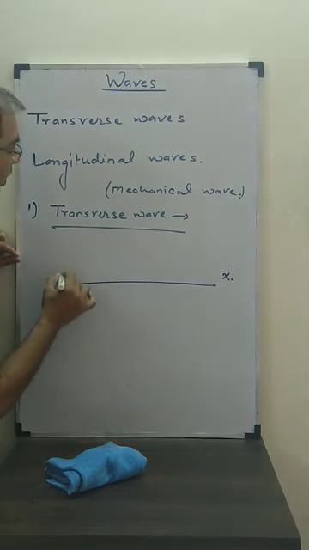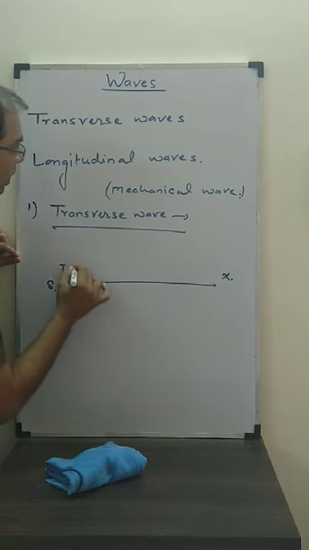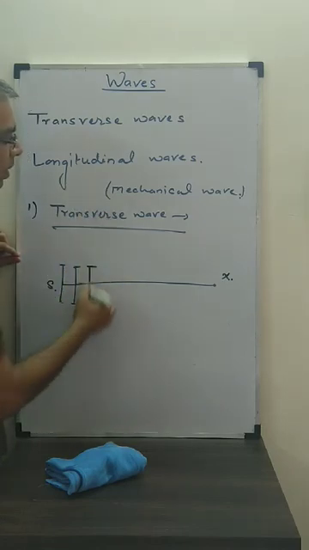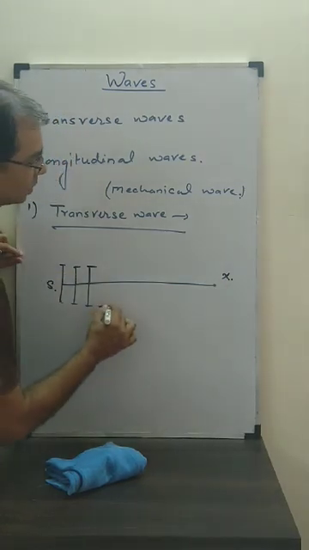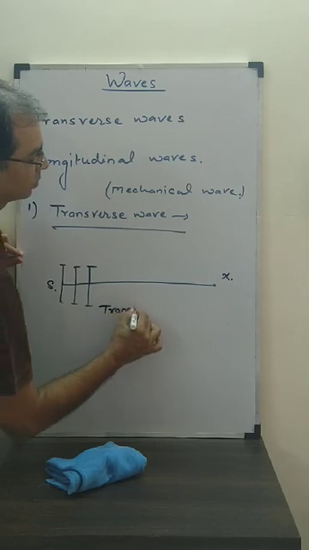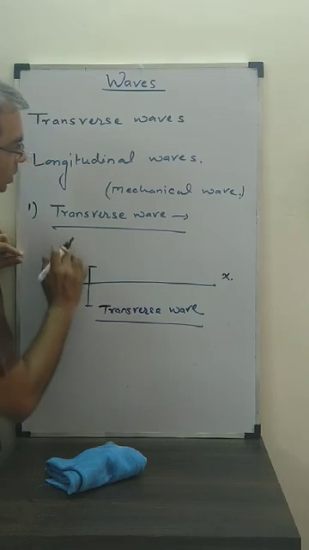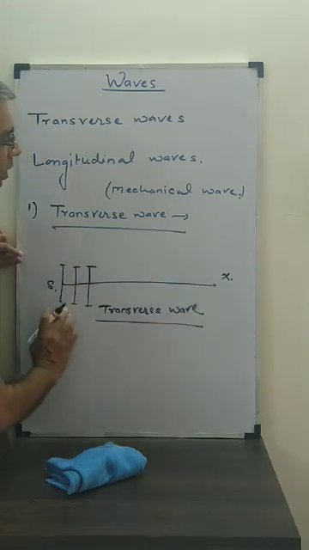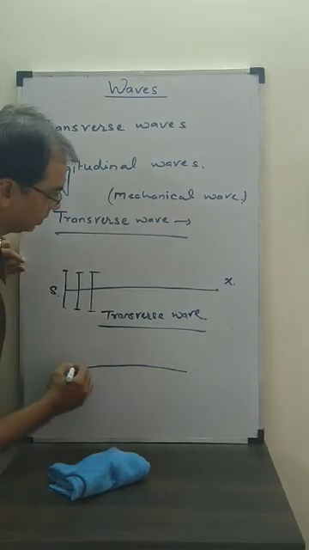How are those particles of the medium oscillating? If they oscillate perpendicularly like this, if the source goes like this, the nearby particles also vibrate like this. So when the particles are vibrating perpendicular to the direction of propagation of energy, then it's called a transverse wave. When the medium particles are oscillating perpendicular to the propagation of energy, the wave is called a transverse wave. Normally we draw it in this way.